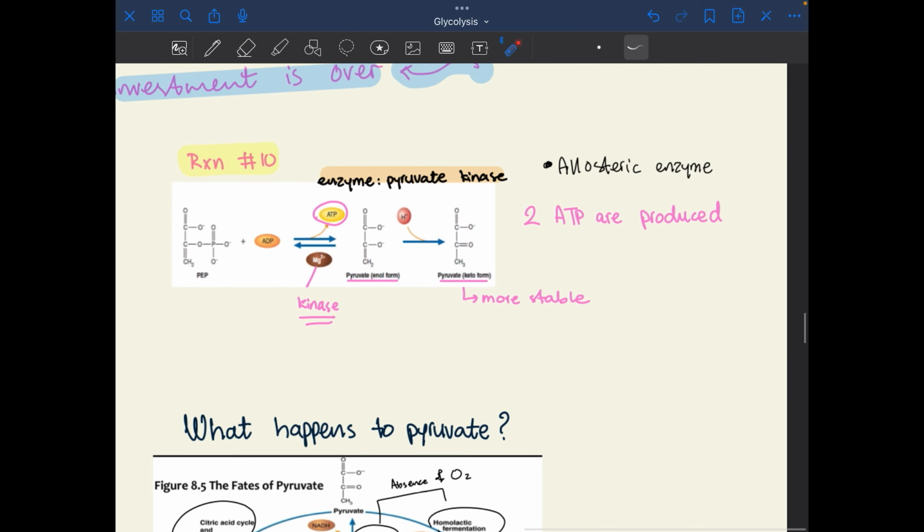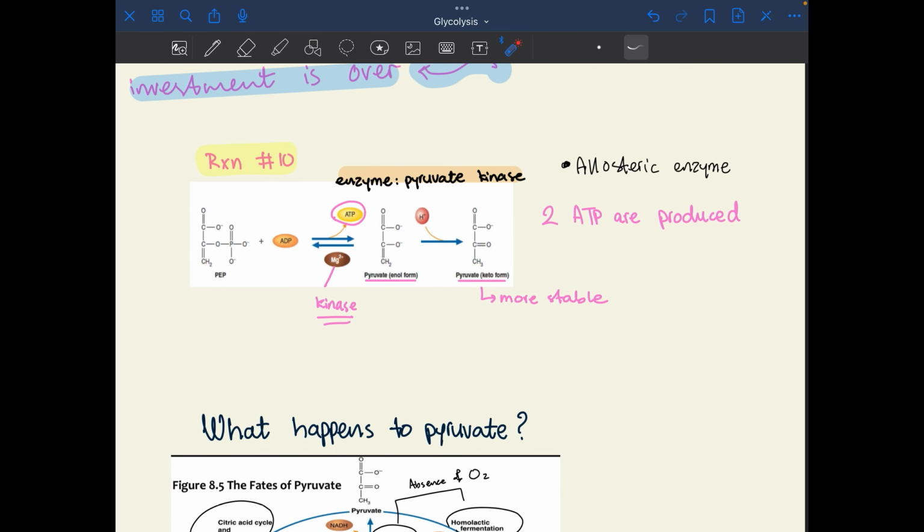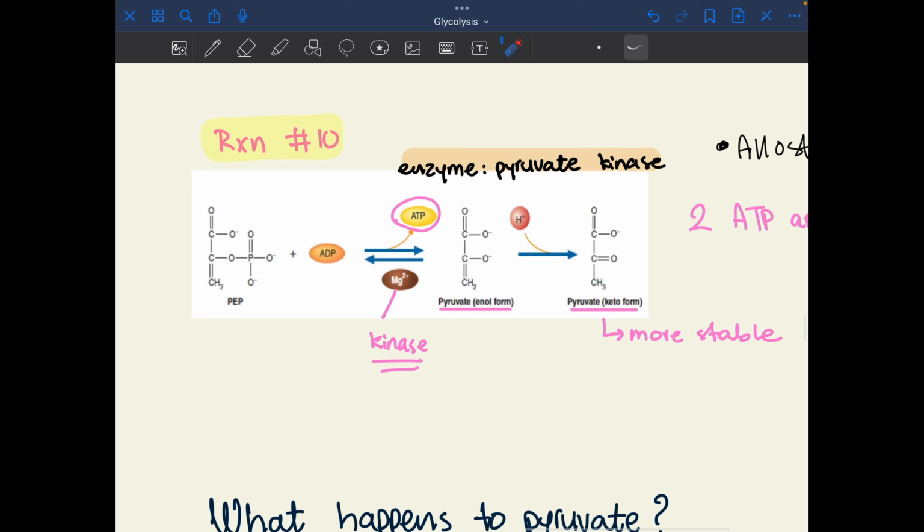Okay, then we have reaction number 10. Reaction number 10, we have phosphoenol pyruvate that will be converted to pyruvate. How? Simply we will remove this phosphate. So this phosphate will go to ADP and give us ATP. So how many ATP will we gain? 2 ATPs, right? And this reaction is catalyzed by the enzyme pyruvate kinase.